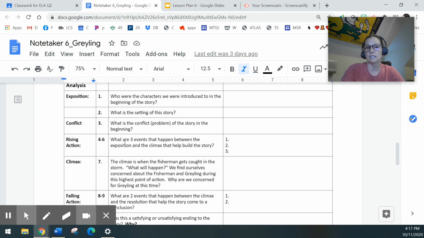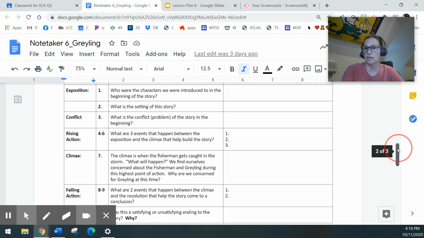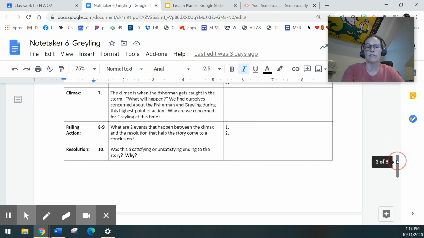The rising action, I did ask for 3 events that happen between the exposition and the climax. Make sure that those are sequenced. What 3 things happened to lead us up to the climax? There's probably like 7 or 10 things. I'm only asking you to pick 3. You can pick any of those events in between the exposition and the climax. And the same thing for falling action. I've asked for 2. There's probably more. You're just picking 2 sequenced events between the climax and the resolution and typing your answers here.